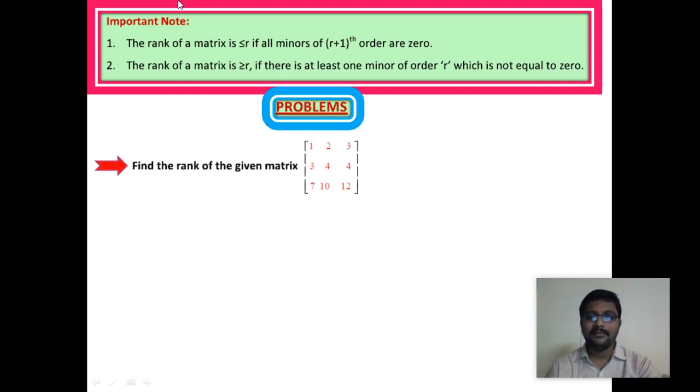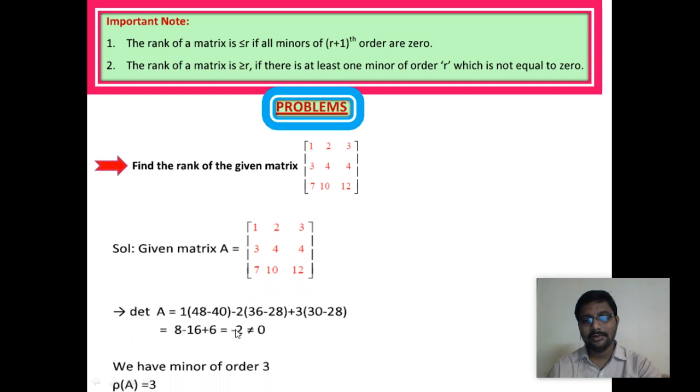Find the rank of the matrix. The given matrix is a 3 by 3 square matrix. Now we have to find out the rank of the matrix. First we write the matrix A, and we will get the rank of the matrix using the determinant method. So here the given matrix is A.